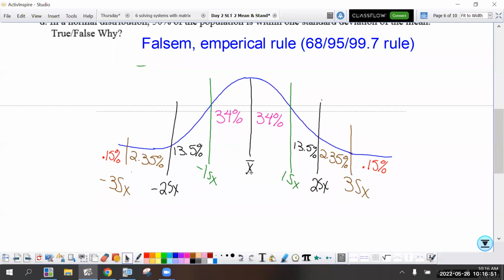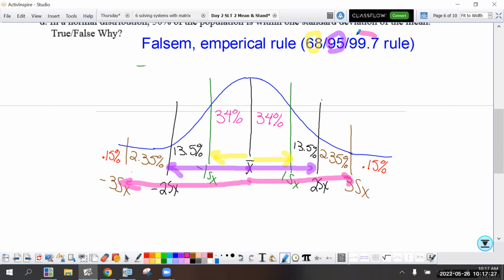So here's my sketch of the empirical rule, or that 68, 95, 99.7 rule. And what it's showing us is that one standard deviation to the right and one standard deviation to the left is a total of 68%. Two standard deviations to the right and two standard deviations to the left will be a total of 95%. And then 3 standard deviations to the right and 3 standard deviations to the left will be a total of 99.7%. The leftover outside is these tiny percents. So you don't have to memorize every single value here. The 68, 95, 99.7, we can use that to get the remaining portions.